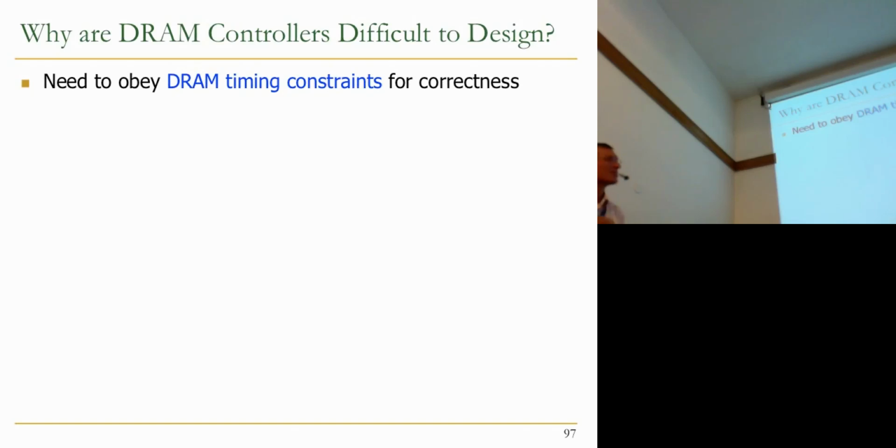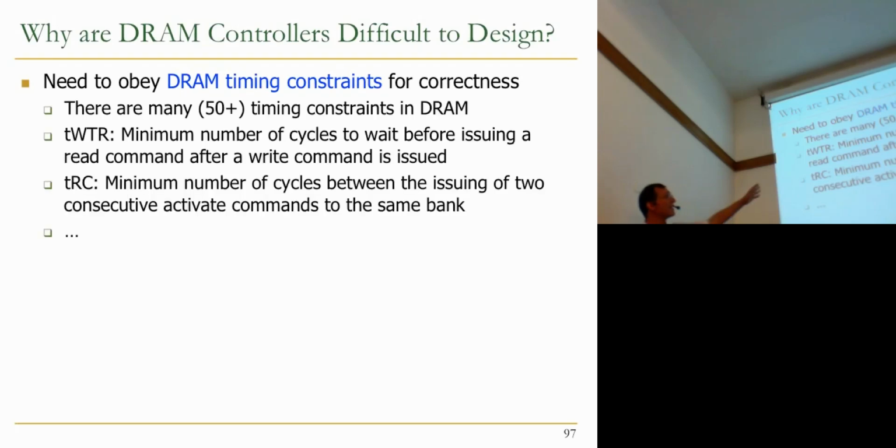And I'll take questions. Basically, why are these controllers difficult to design? I've given you lots of complexity in the controller, right? That's part of the reason why they're difficult to design. They need to obey these timing constraints for correctness. And there are many of these timing constraints, 50 plus, if you look at a DRAM data sheet. Write to read delay, the minimum number of cycles to wait before issuing a read command after a write command is issued, is an important constraint.